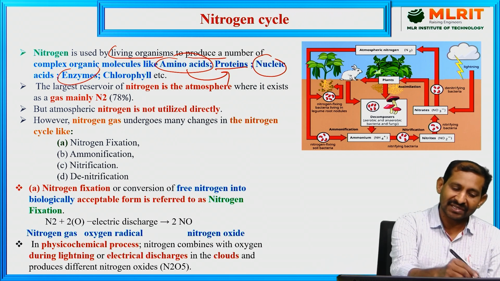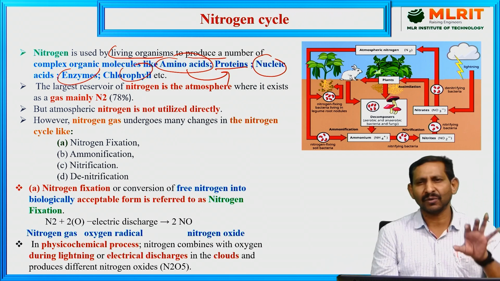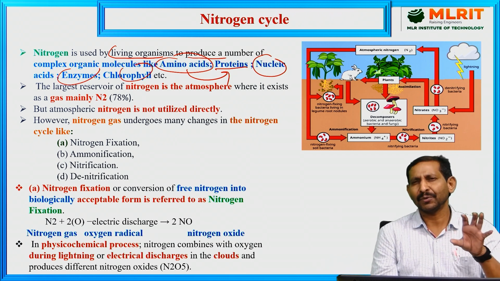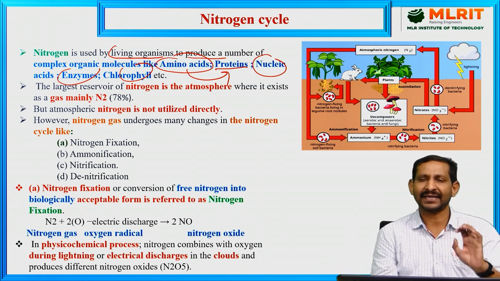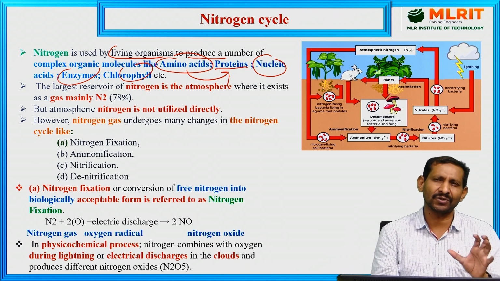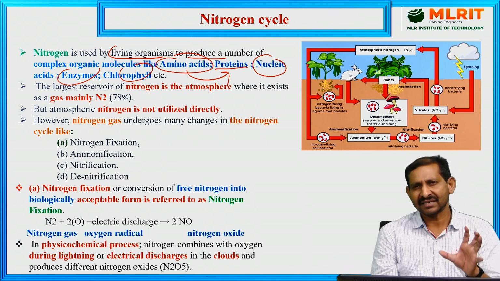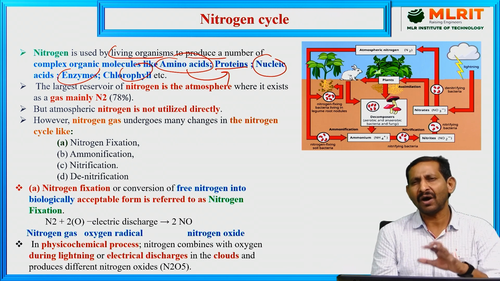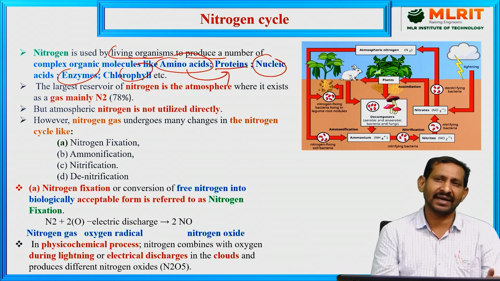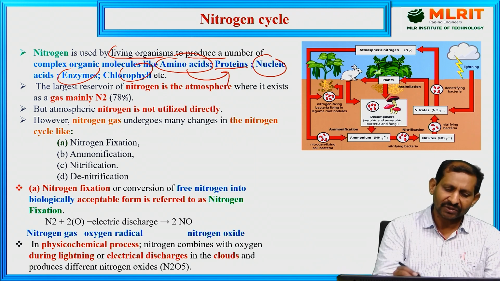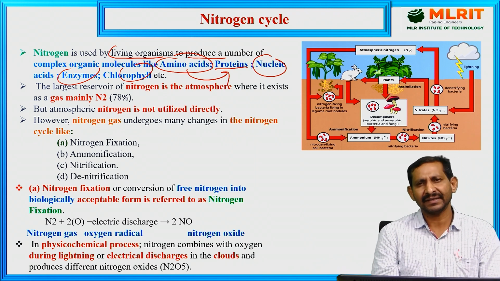So enzymes, chlorophyll also a major portion, purines, these are all structures containing nitrogen. That's why nitrogen is a very important element, the constructive material for all complex organic molecules like those. So that's why nitrogen is a very crucial element.